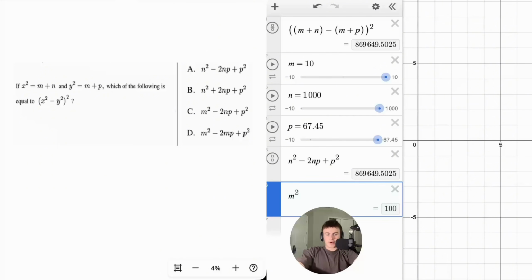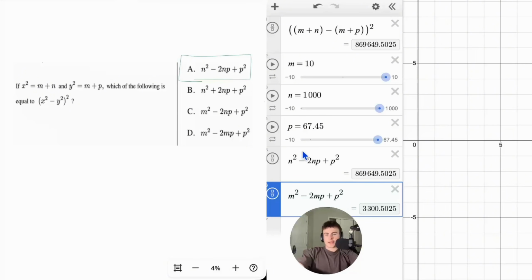And then D is m squared minus 2mp plus p squared. And then no, this is not even close either. So immediately, the answer is just n squared minus 2np plus p squared, which is just A. So once again, this is substitution. Why did I do it? Well, I have 3 sliders, n, m, and p. That's a lot of stuff. So I'm probably thinking substitution.